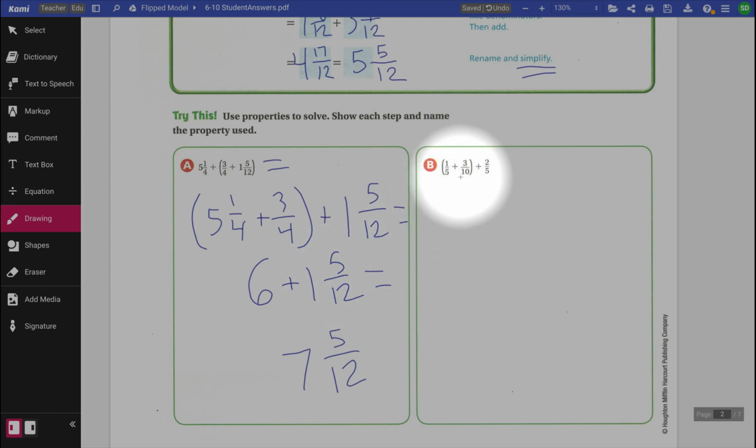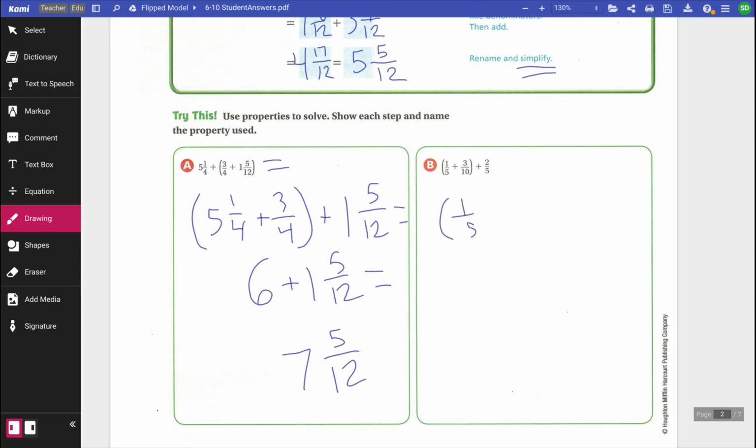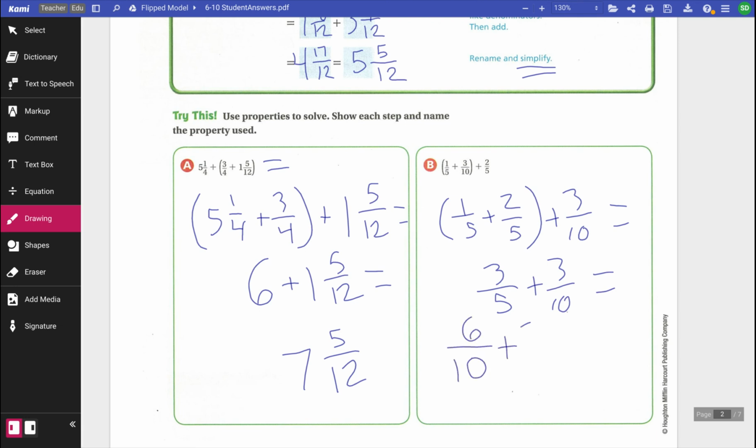All right, check out B. We have 1/5 plus 3/10, the sum of those fractions plus 2/5. Pause this video, give that one a crack. All right, if you're back, you should have rewritten this as 1/5 plus 2/5 plus 3/10. The sum of 1/5 and 2/5 is 3/5 plus 3/10. Then we have to convert fifths to tenths. We have to multiply by 2 over 2. We get 6/10 plus 3/10 equals 9/10.